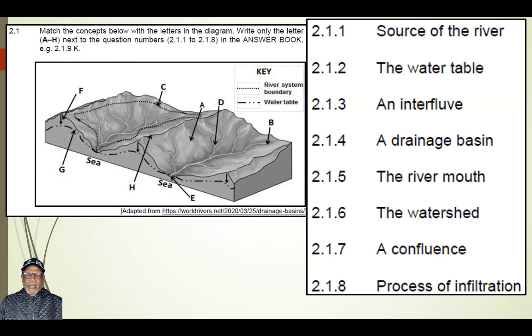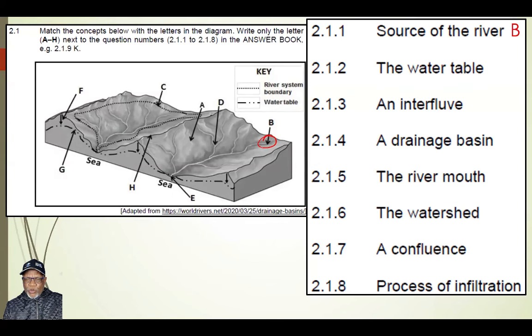Write only the letter A to H next to the question number 2.1.1.1 up to 2.1.8 in the answer book. Now, the first question is, where is the source of the river? So the source of the river will be at B. This is the source of the river. That is where the river originates.